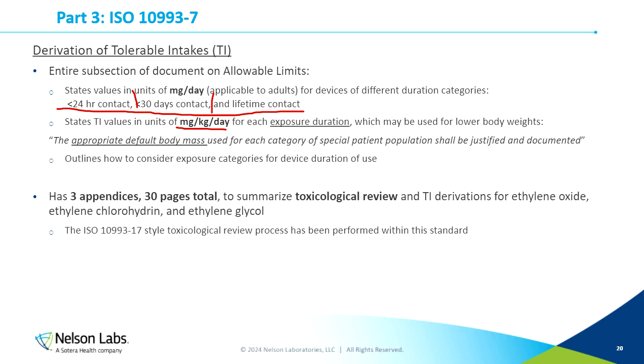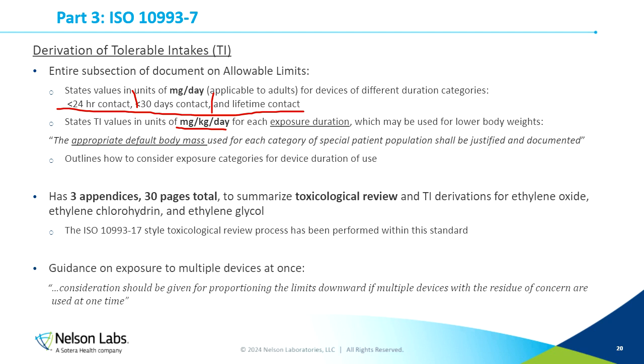It actually takes 30 pages in appendices to derive these values for a full toxicological review of the literature and defining the uncertainty factors. So this isn't a straightforward thing. And one more thing is that there's also a statement about the consideration should be given for proportioning the limits downward if multiple devices with the residue of concern are used at one time. So if we have multiple devices simultaneously, the limits are going to be increased.